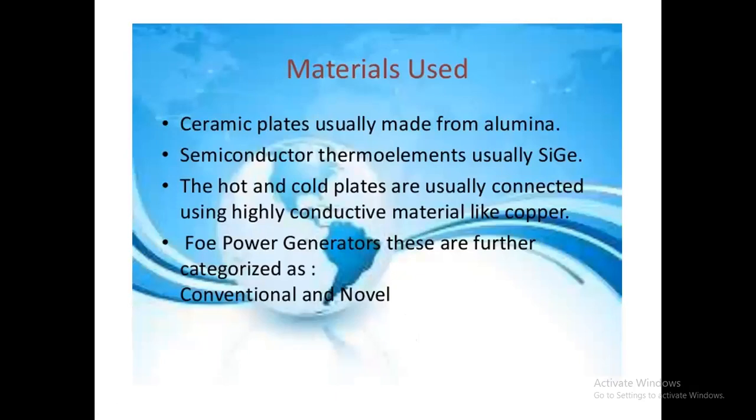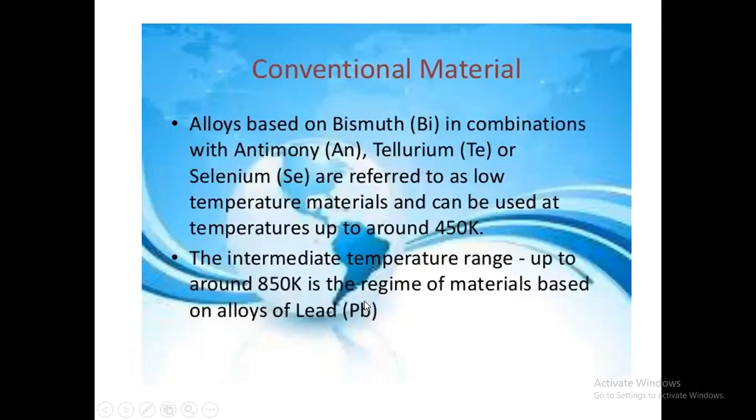Now coming toward the materials used for the thermoelectric power generator. The ceramic plates are usually made from alumina, and the semiconductor thermal elements are usually silicon and germanium. The hot and cold plates are usually connected using highly conductive material like copper foil for power generation. These are further categorized as conventional and novel materials.